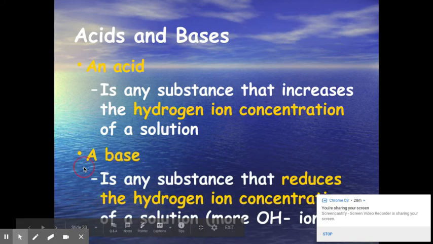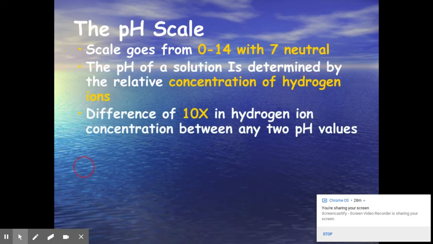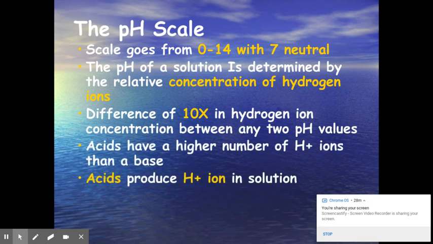I'm going to skip ahead here. I already mentioned this, and you should know about the pH scale. One thing that is important to detail about the pH scale is that it is logarithmic.